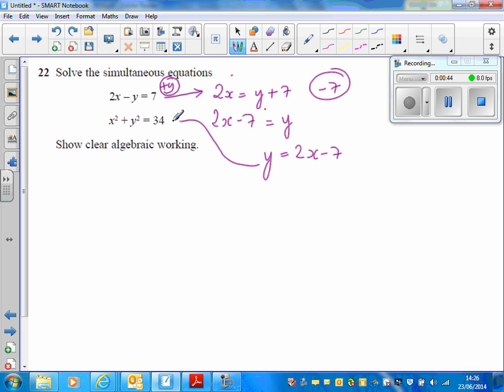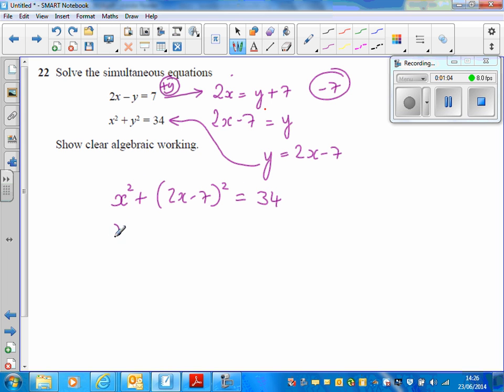What I now do is substitute that into the other equation. Now, the other equation says that x squared plus y squared is 34. And I'm going to replace y here with 2x minus 7, which gives me x squared plus (2x minus 7) squared is equal to 34.